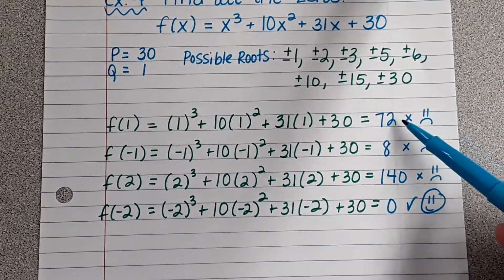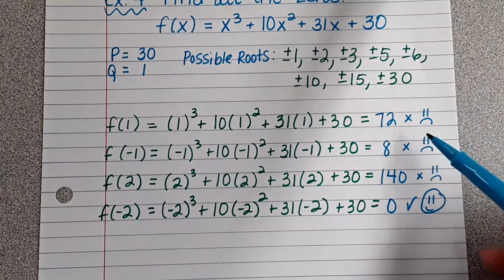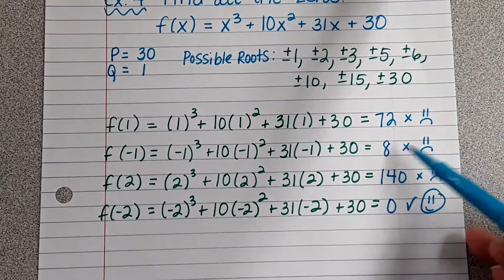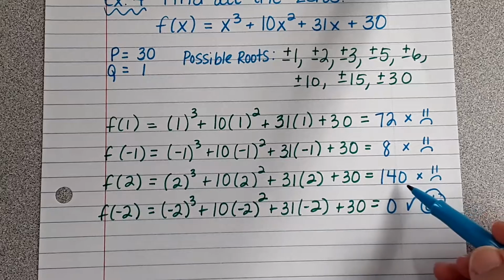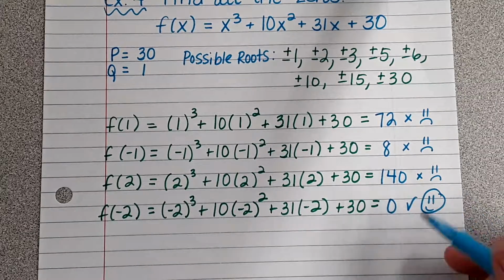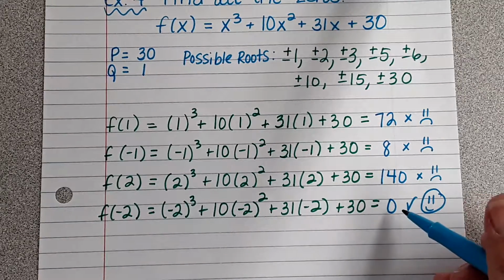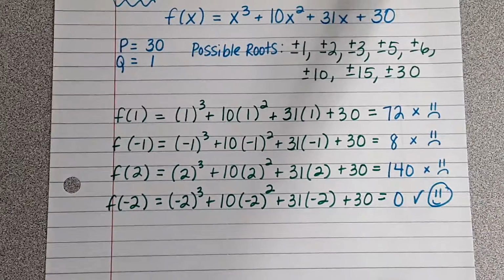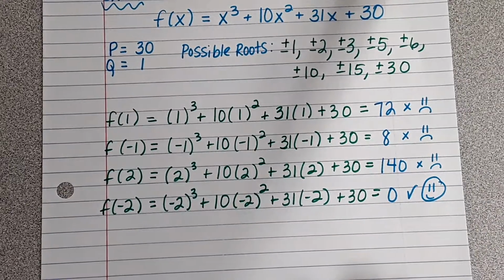Okay, so 1, I got 72, not 0. Negative 1 gave me 8, not 0. 2 gave me 140, not 0. But negative 2 gave me 0. Perfect. That means I know that negative 2 is a 0, okay? So in my final answer, I need to make sure negative 2 is there.